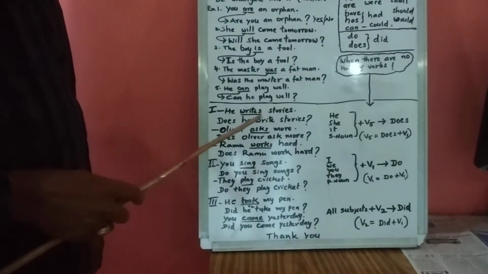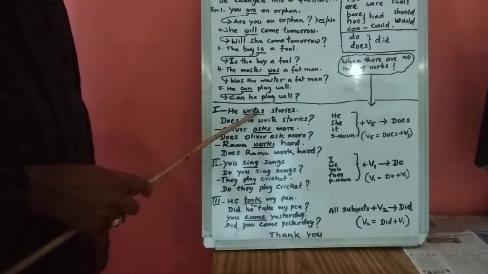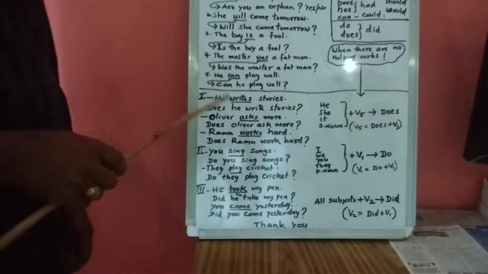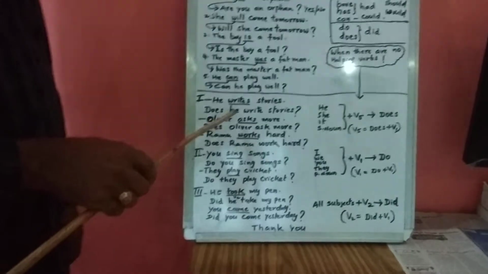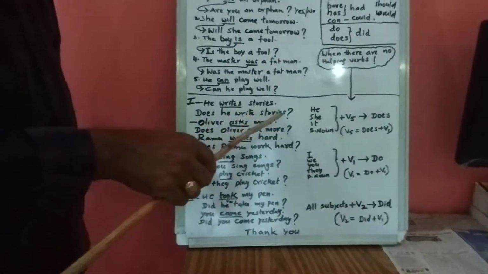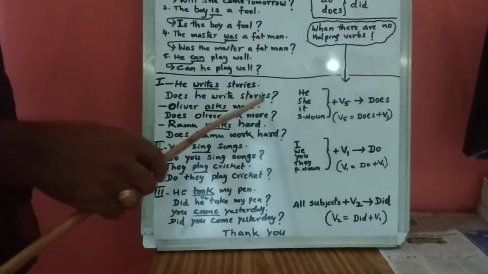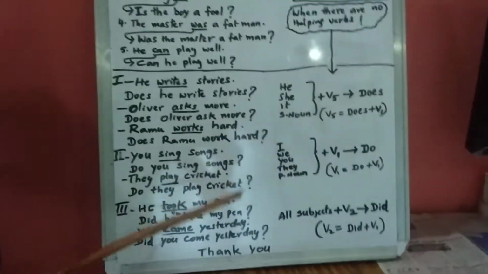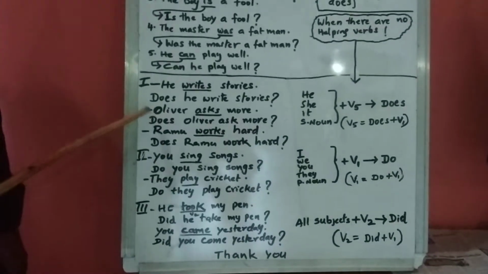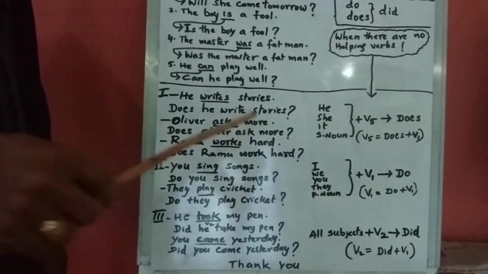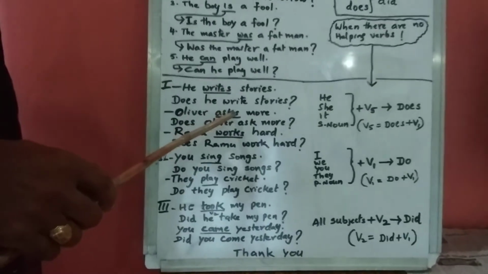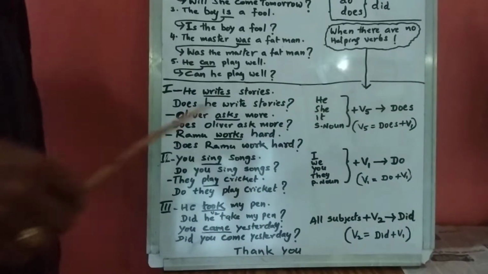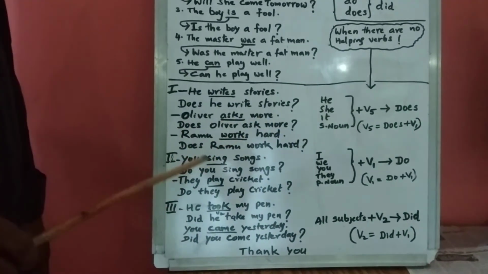He writes stories. Here, writes is verb 5. Here he is the subject. Then use does. So by putting does before the subject, you can make a yes or no question. Does he write stories? Here write, not writes. Here does plus V1 follows. And second example, Oliver asked more. Then asked is verb 5. Oliver is a singular noun. So does is used. Does Oliver ask more?